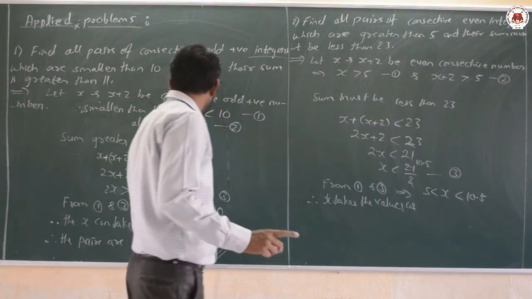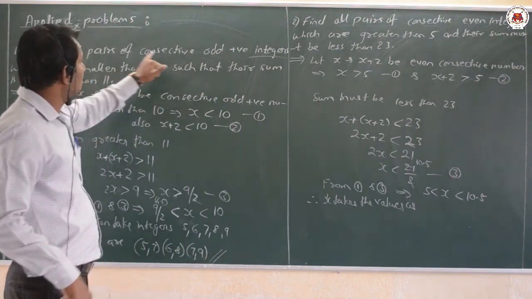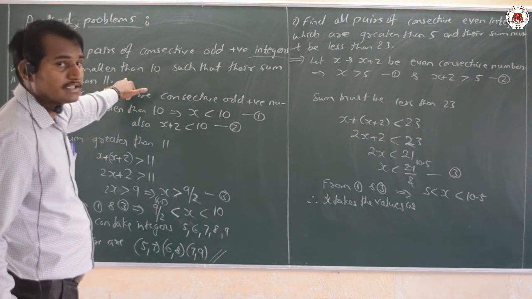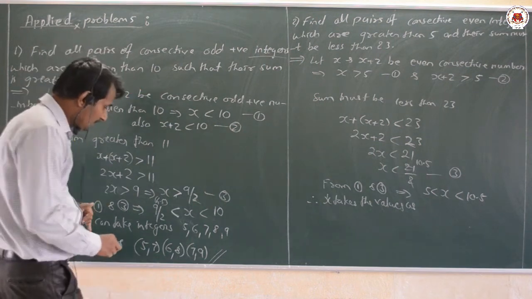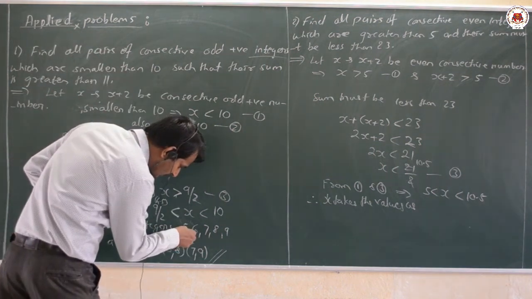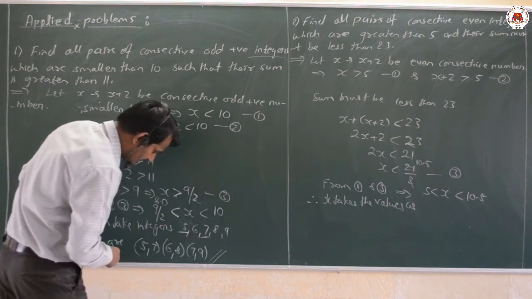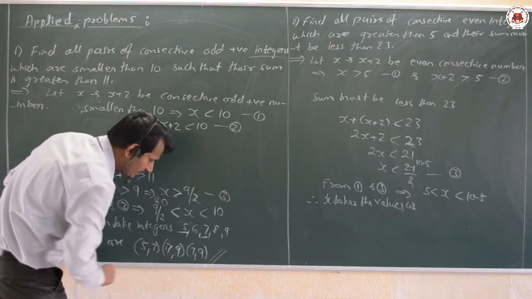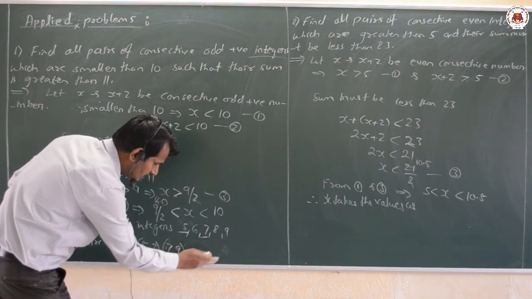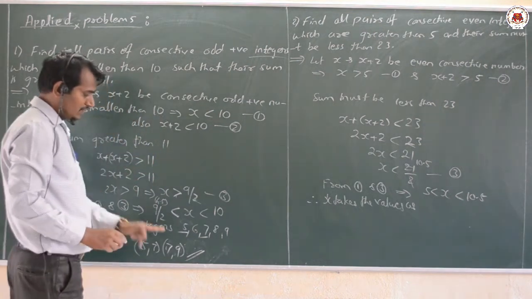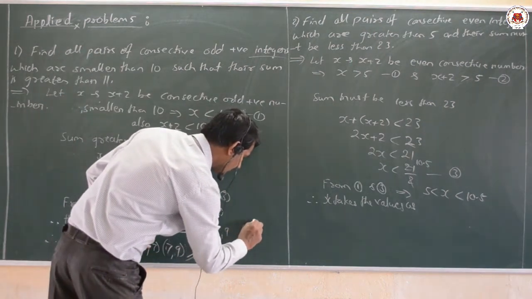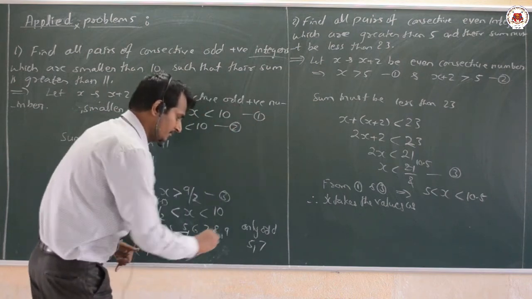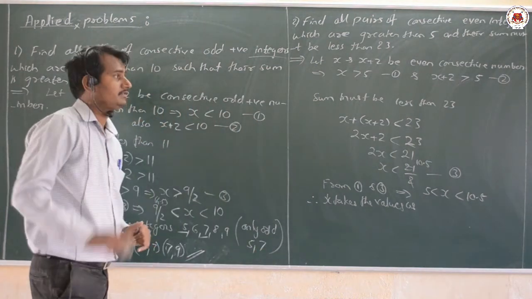Now one more thing, dear students, it is very important. For all pairs of consecutive odd integers which are smaller than 10, in the previous problem the odd integers were 5 and 7, that means 5, 7, and 7, 9 we have to take. These are the only 2 results, not 3. Because only odd, that is 5 and 7. That is also a very important thing.